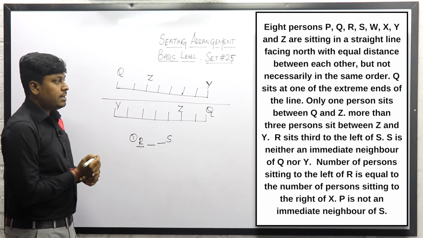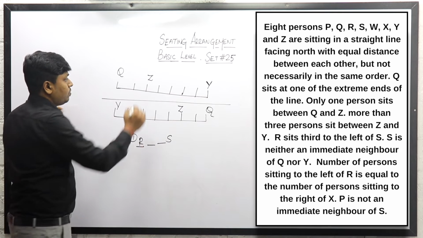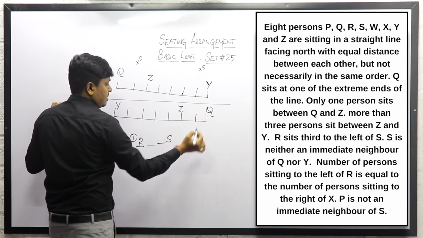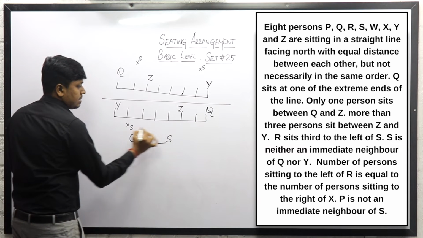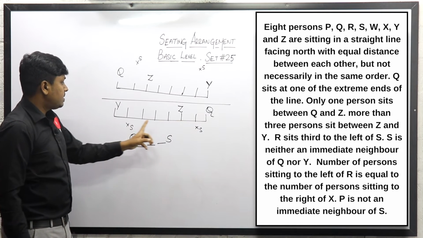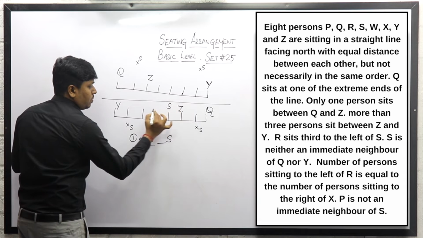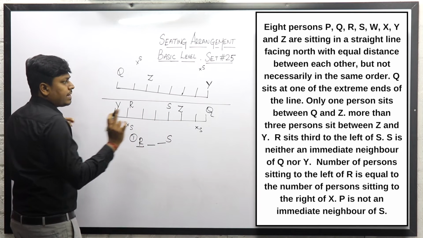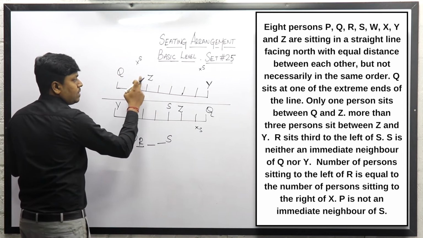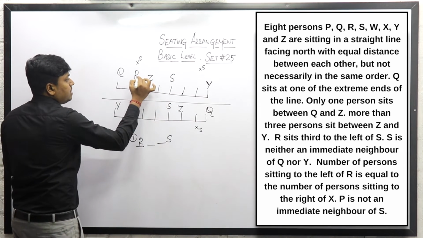S is neither an immediate neighbor of Q nor Y. So S is not an immediate neighbor of Q, so we can't fix S here, and also not next to Y. Similarly, for Q nor Y, we can't fix S here. But S's left-hand side at the third place is R. If I fix S here, 1, 2, 3, we can't. If I fix S here, 1, 2 and 3, this should be R in possible diagram 1. If I fix S here, 1, 2 and 3, no, it is not possible. The only chance is to fix S here, 1, 2 and 3, so this should be R.